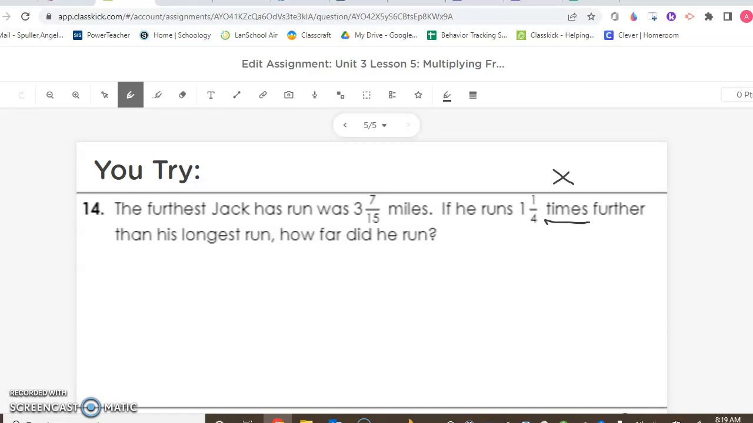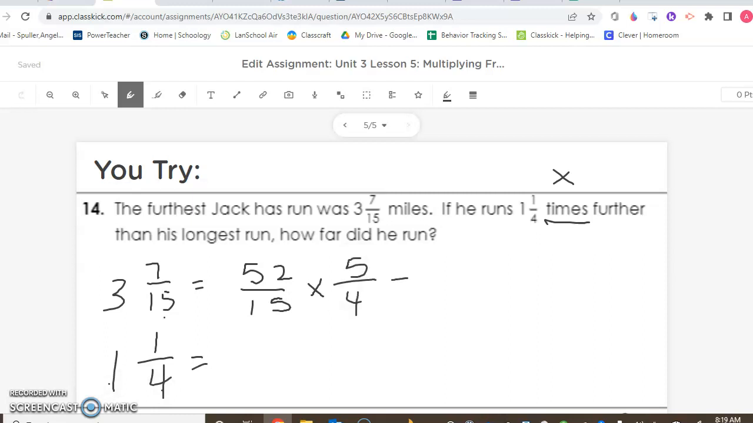All right, so 3 and 7/15. Let's make it an improper fraction. That would have been 15 times 3 is 45 plus 7 is 52 over 15 times. Let's do 1 and 1/4. This would have been 4 times 1, 4 plus 1 is 5 over 4. Okay. 4 times 15 would have been 60. 52 times 5 is 260. All right, I'm going to leave it right there.